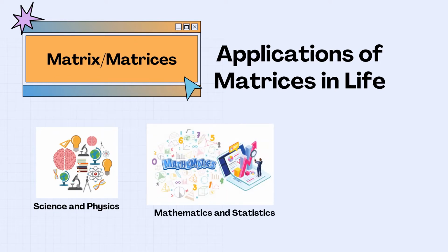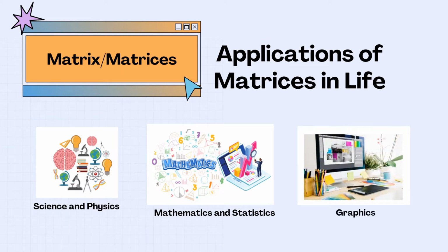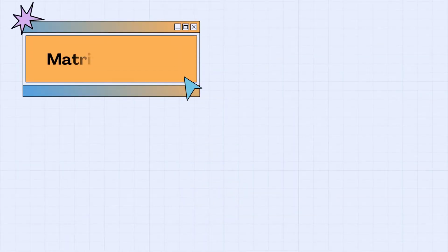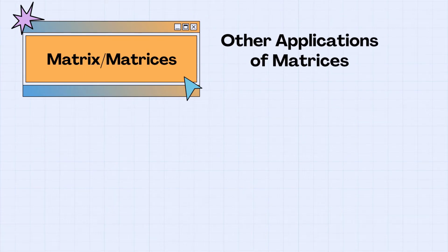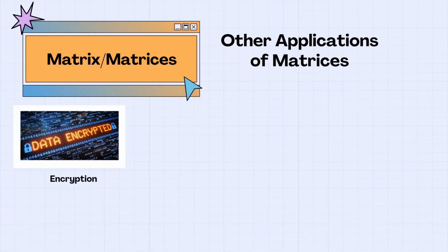The second one is in mathematics and statistics. The third is in graphics. A digital image is said to be a matrix. How? The rows and columns of the matrix correspond to the rows and columns of pixels. There are other applications of matrices. One of these is encryption. We use it to scramble data for security purposes, and to encode and decode this data, it requires matrices.